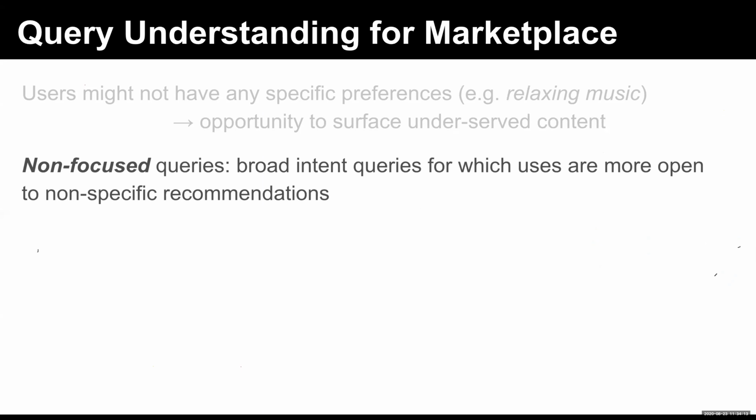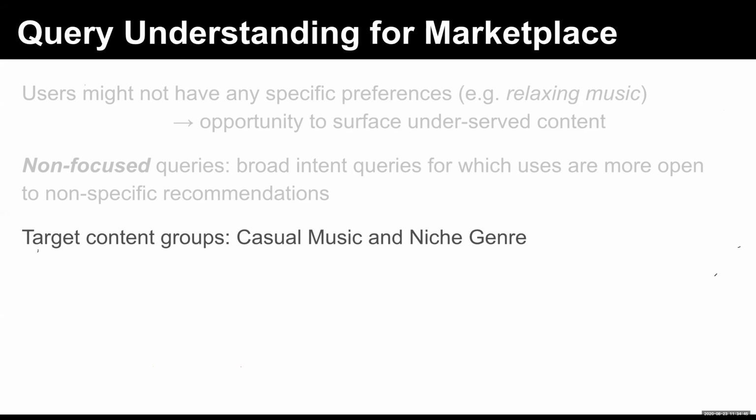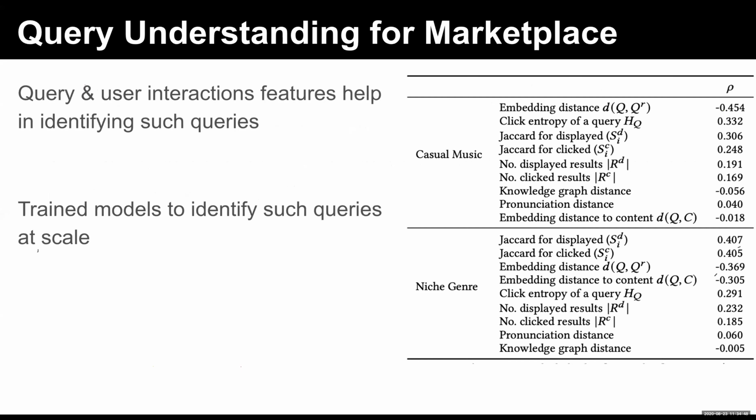So essentially, we view this problem from a non-focused query perspective, that there are broad intent queries for which users are open to non-specific recommendations. So this is interesting, right? Because some queries are like, hey, I want Coldplay, that song, Paradise by Coldplay. So then we know what the user wants. It's a very specific request and we cannot do anything else. Oftentimes, there are queries which are non-focused and they are broad. So then we have some leeway to play around with this. So essentially, we focused on casual music and niche genres. And we then developed some query and user interaction features, which help us in identifying such queries.